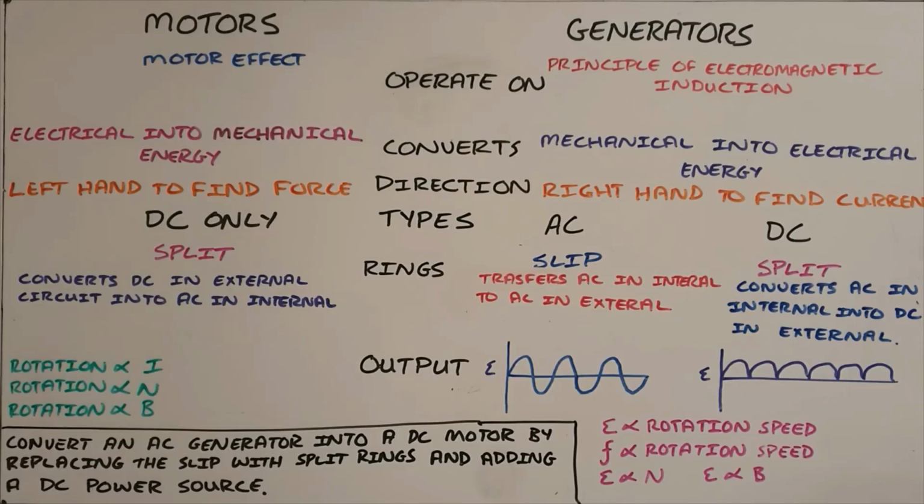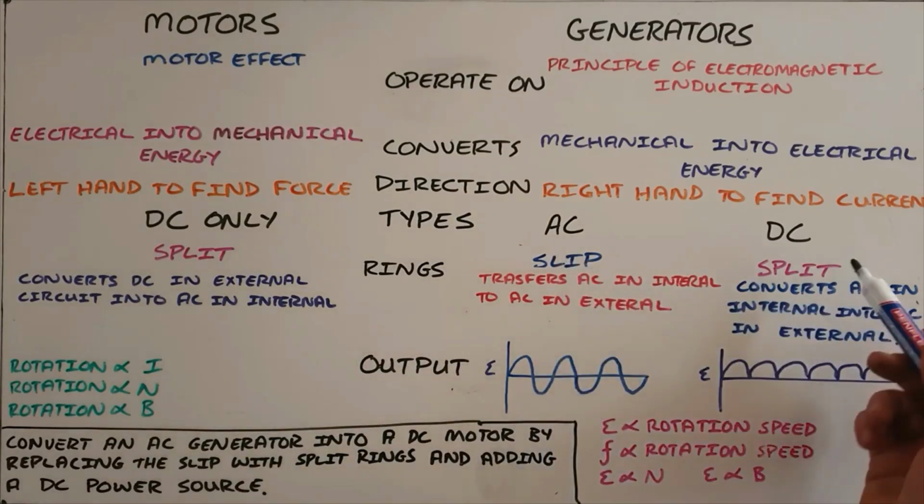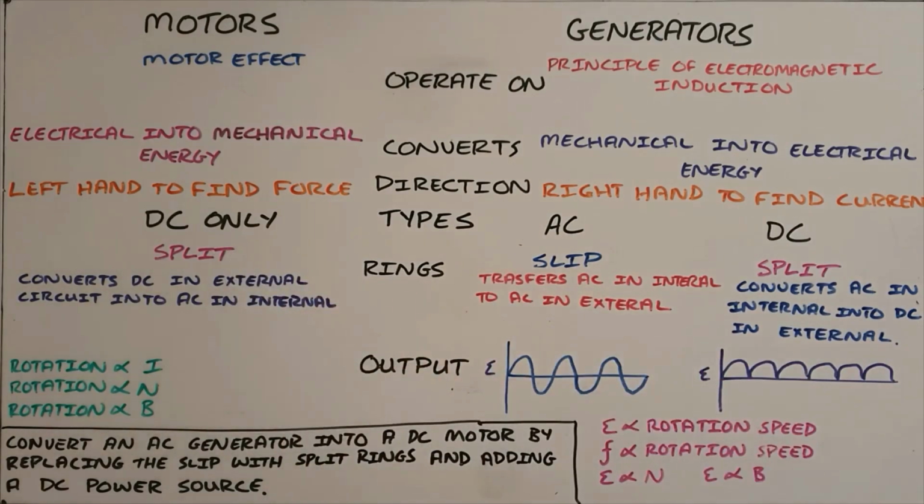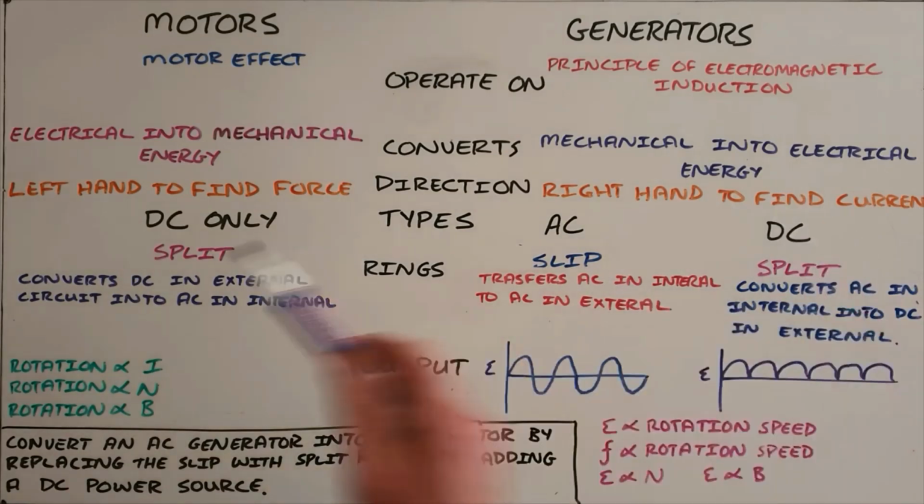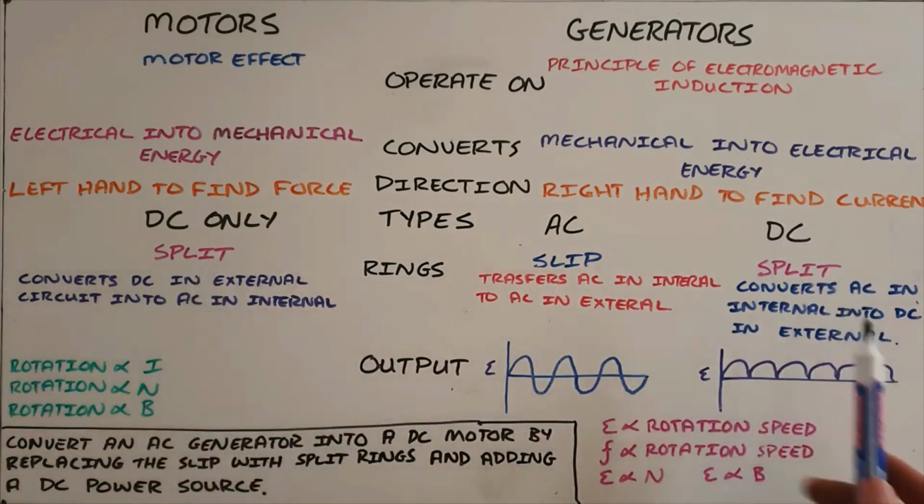There are, generally speaking, two types of generators, those being alternating current and direct current, and only one type of motor, that being the direct current motor. Important to note that both the direct current motor and the direct current generator both use a split ring commutator.